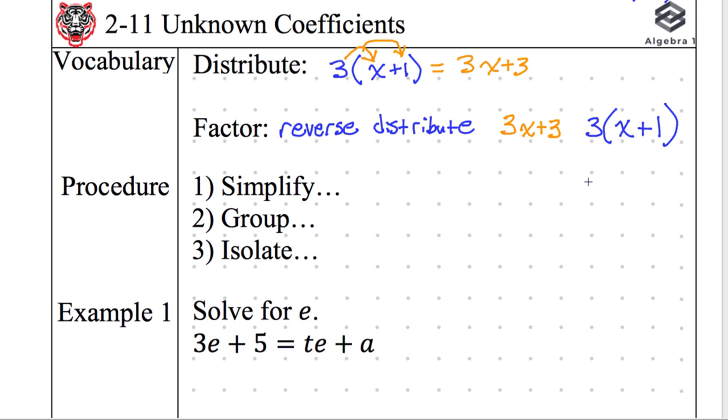It's a hard skill to learn. We'll do a lot more practice in another unit, but this is just our first touch on doing factoring. Factoring is, again, going backwards with distribution.